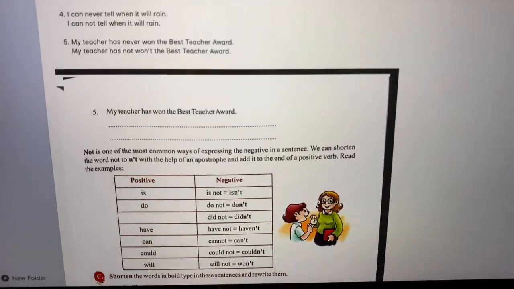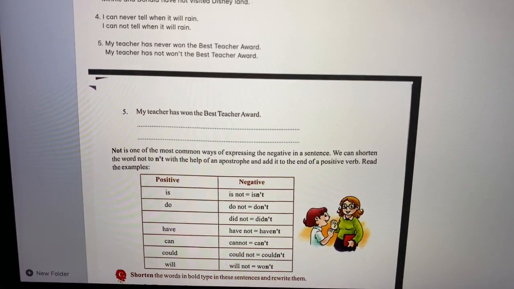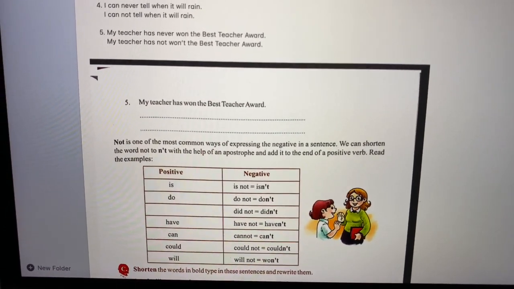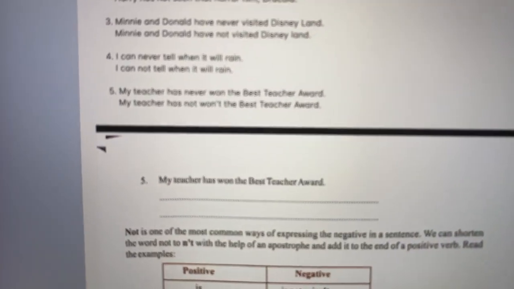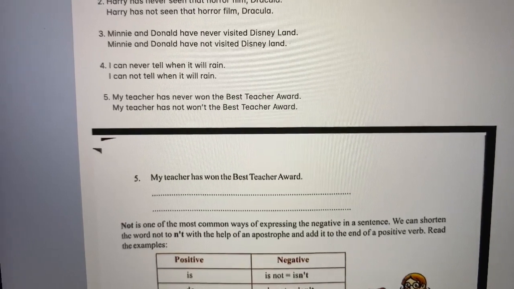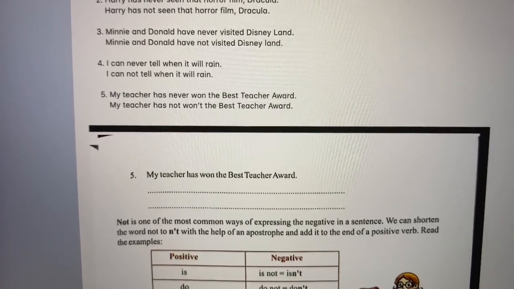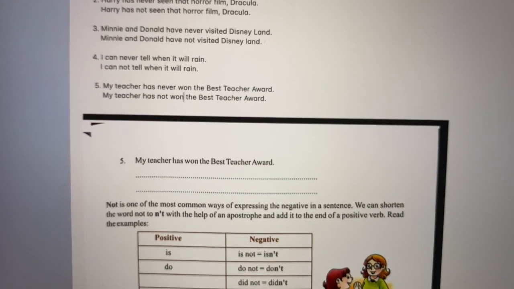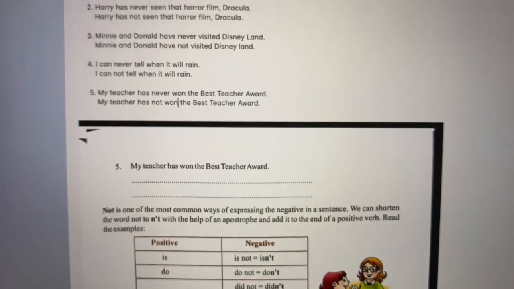Okay. Then the fifth one we have, my teacher has won the best teacher award. In order to change this to negative, we have my teacher has never won the best teacher award and my teacher has not won the best teacher award. There you go. My teacher has not won the best teacher award.